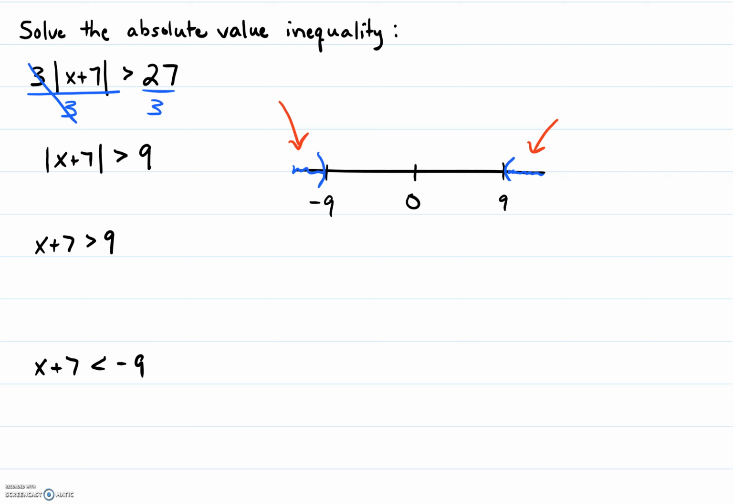So now we have two inequalities that we can solve: x plus 7 is greater than 9, and x plus 7 is less than negative 9. We're going to solve each of those and write out the intervals, and that's going to give us our answer. So I'm going to go ahead and erase that number line now so we don't get confused. So let's solve each of these. Subtracting 7 from both sides in each case will isolate the x.